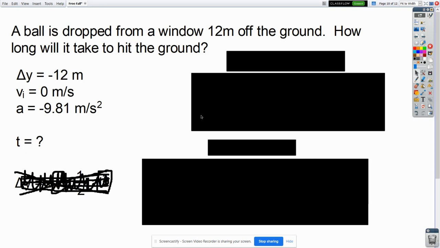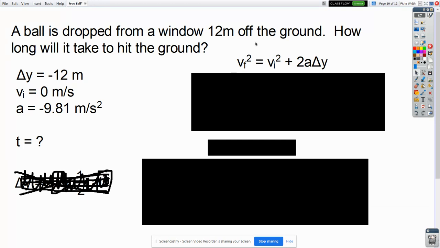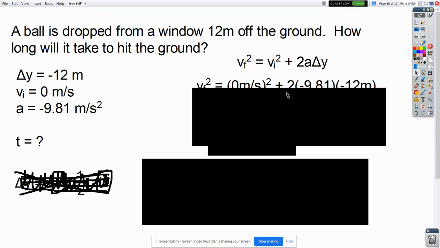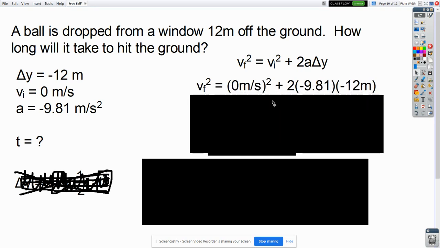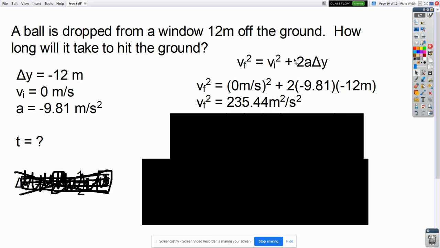It is just far easier to take these three numbers that I have and use them to find VF, to add a fourth number to my list. I've got a delta y, I've got an a, and I've got a VI. I can just substitute those in and really quickly solve this out. 0 squared is 0, so we're just going to ignore that part and take it out of there, basically. And then 2 times negative 9.81 times negative 12 is really what we're going to do to simplify that side of the equation. VF squared is going to be equal to 235.44, and again, that's just 2 times negative 9.81 times negative 12.